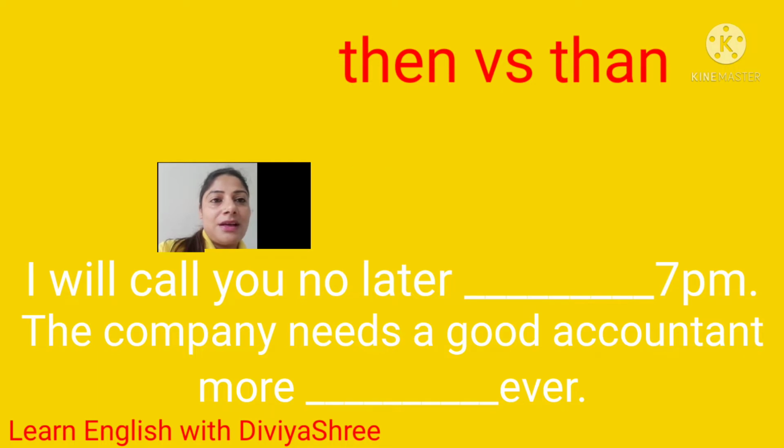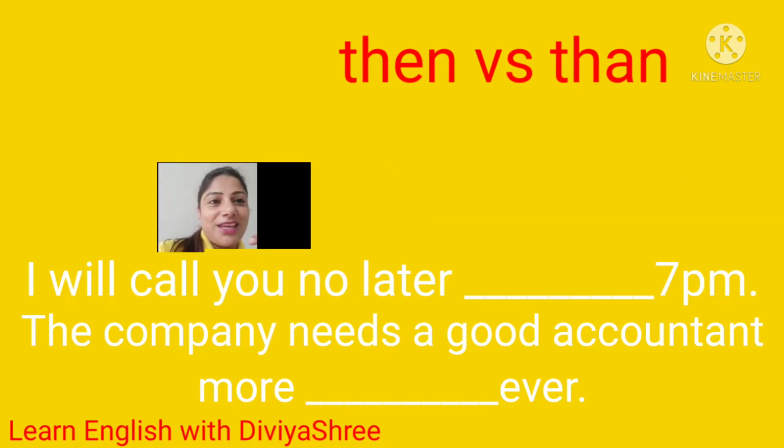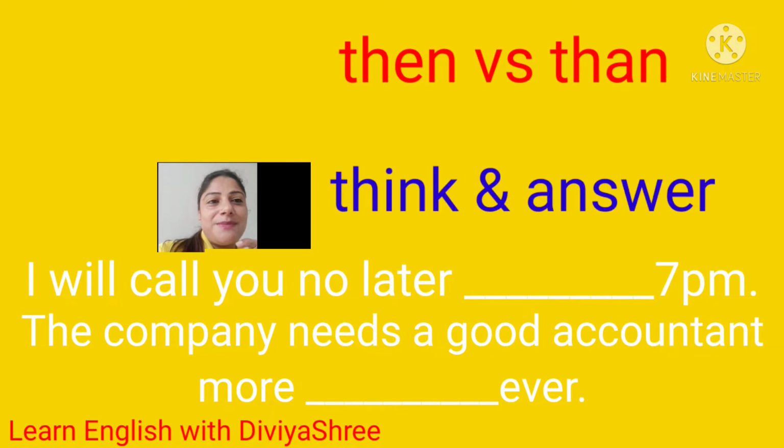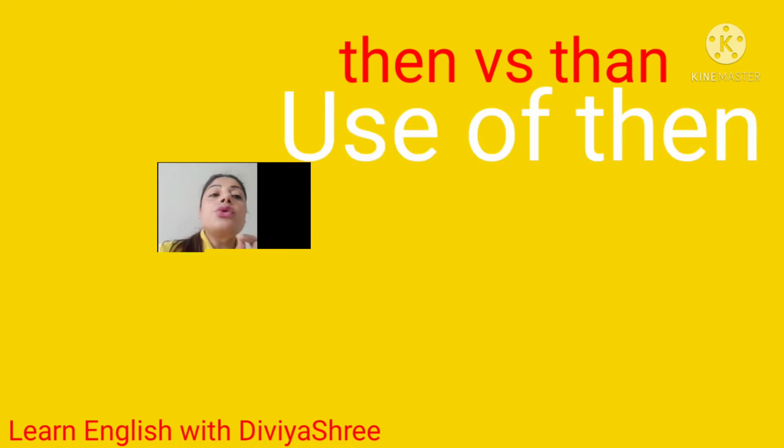Some examples are trickier between these two terms, then and than. So let's take a look at the difference between them. First we will talk about then, THEN. How do you use then? THEN and THAN are homophones that sound alike but have different meanings.